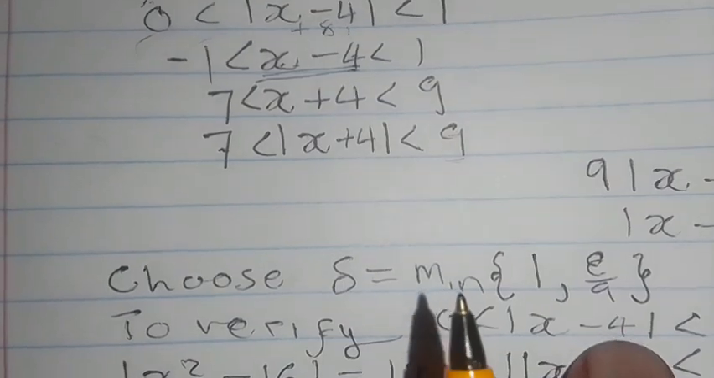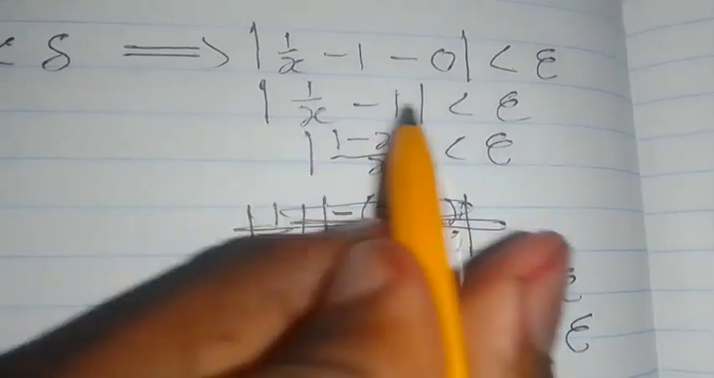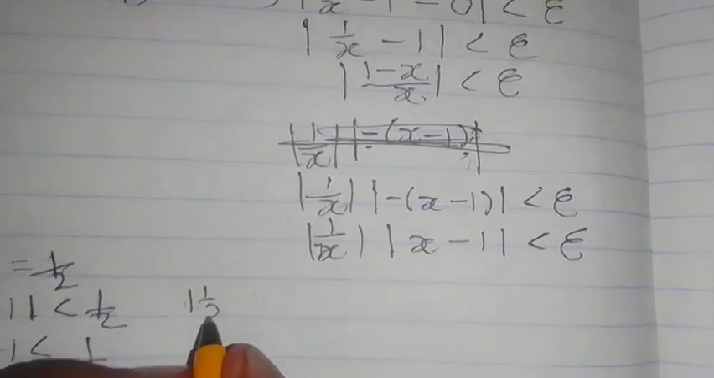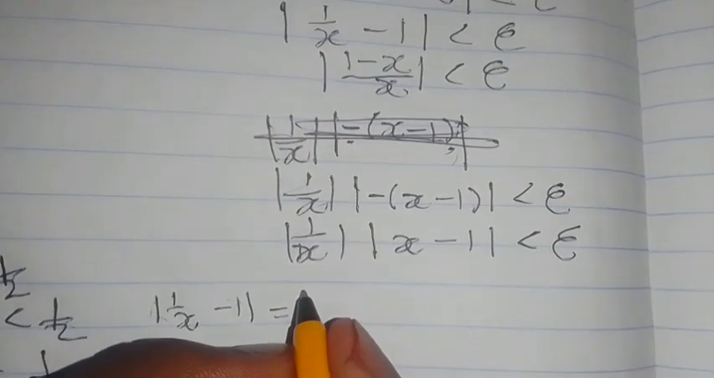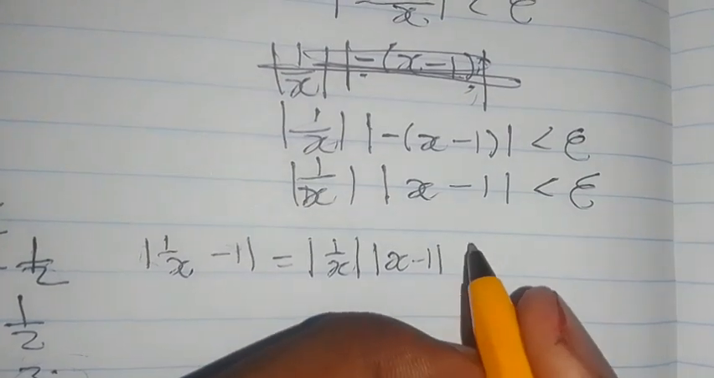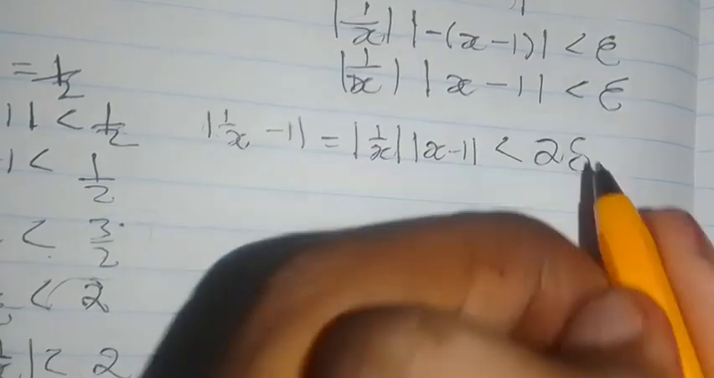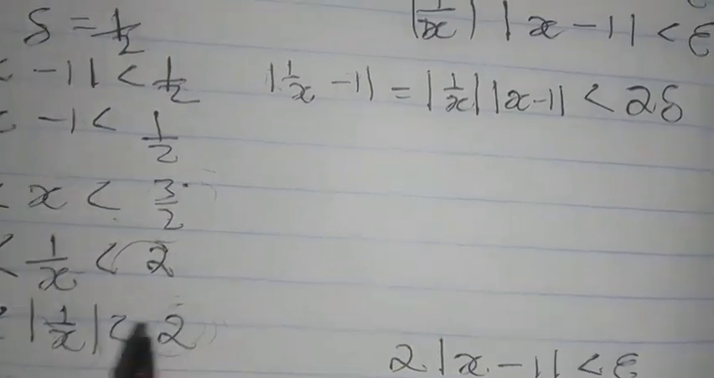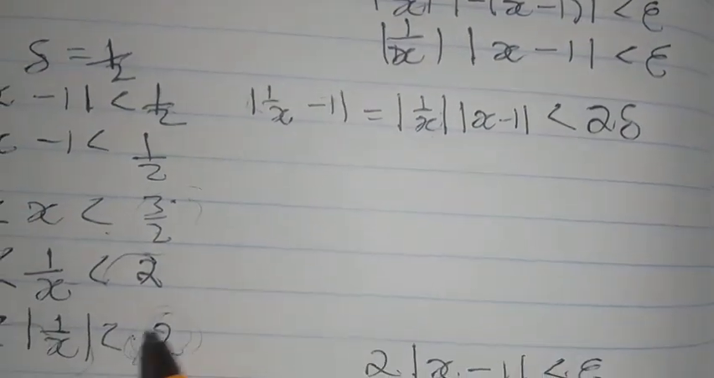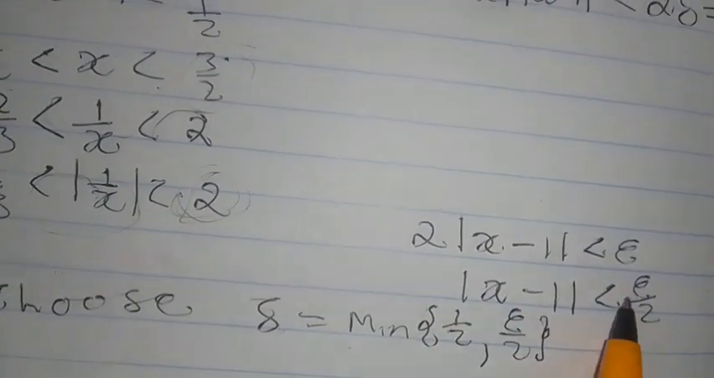And now to verify, let me just write it here. You know that part, you just write this to verify, but instead you're just going to have the absolute value of x minus 1 less than delta. And to verify that, we're just going to choose this function as itself. Then it's the absolute value of 1 over x minus 1, and this will be equal to the absolute value of 1 over x multiplied by the absolute value of x minus 1. And this will be less than 2 delta, because the absolute value of 1 over x is less than 2. Notice that I just plug in the upper value here. And then 2 delta will be equal to epsilon, if delta equals epsilon over 2.